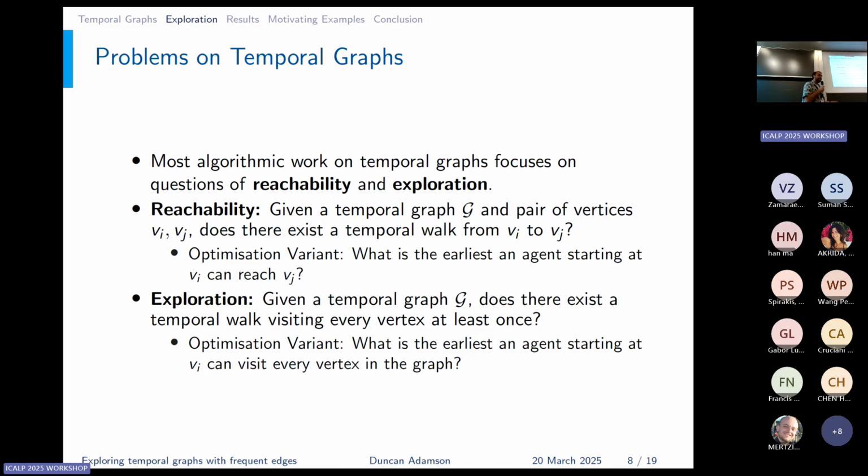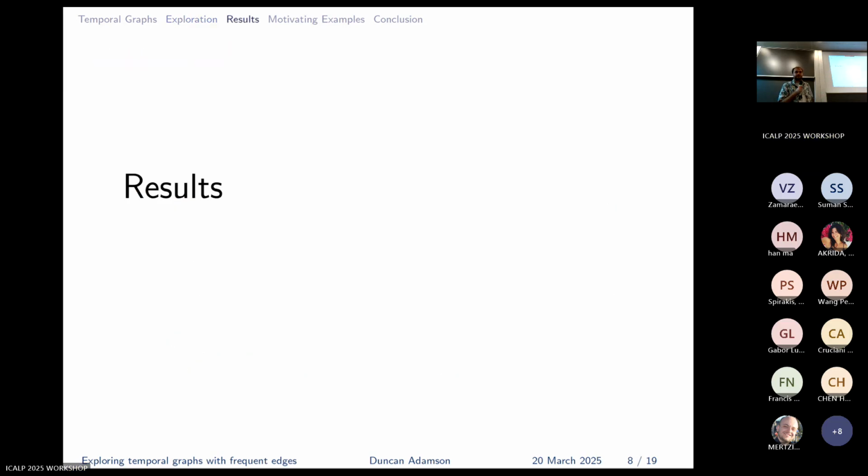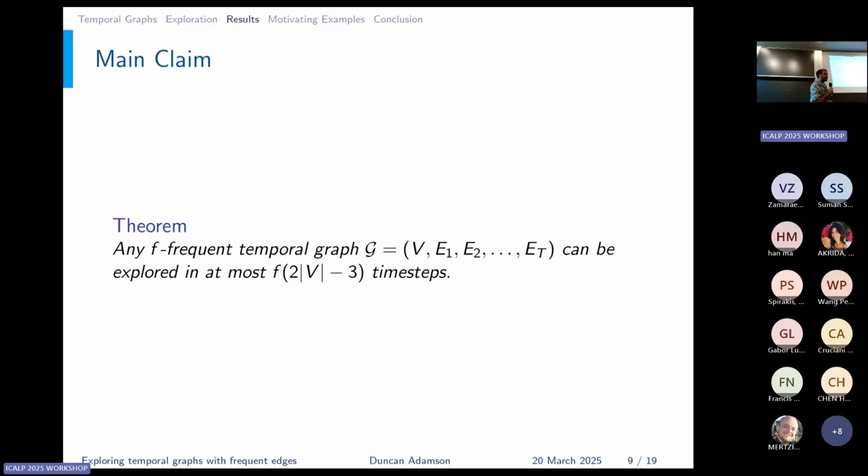The optimization variant of the exploration question is asking what is the walk that ends at the earliest time step that explores the whole graph. So, moving on to the results.